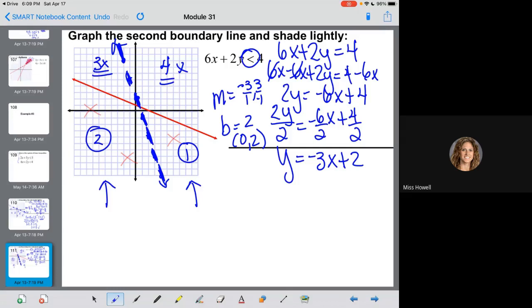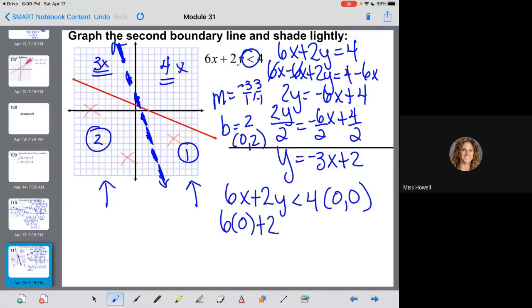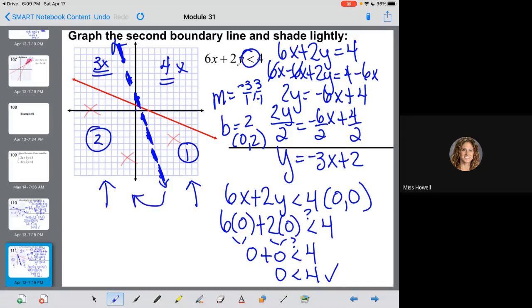So let's test our point. 0, 0 here is not on our boundary again. So let's use it. 6x plus 2y less than 4. And we're going to test 0, 0. So 6 times 0 plus 2 times 0. Would that give us something that's less than 4 is the question. Multiplies before adds always when following PEMDAS. So 0, is it less than 4? It sure is. Which means we would shade on this side of the blue line, which means section 2 will be our winner.